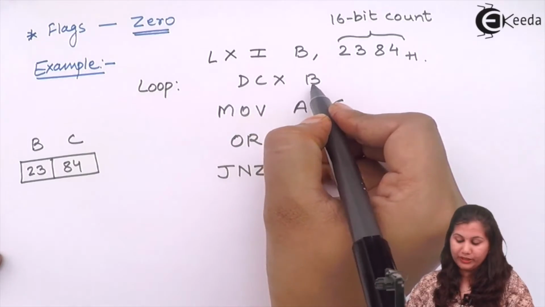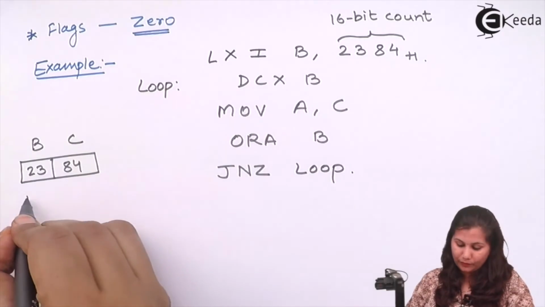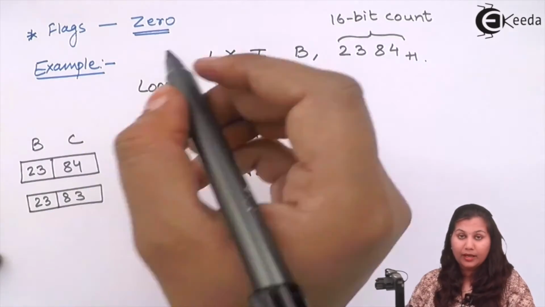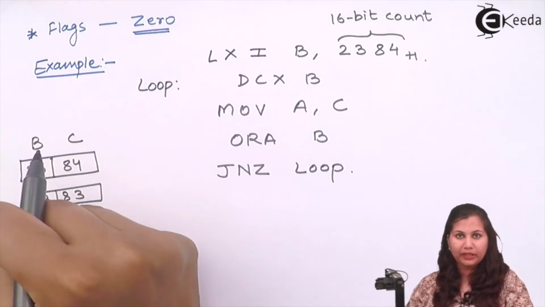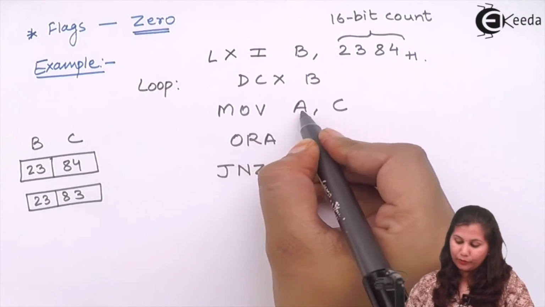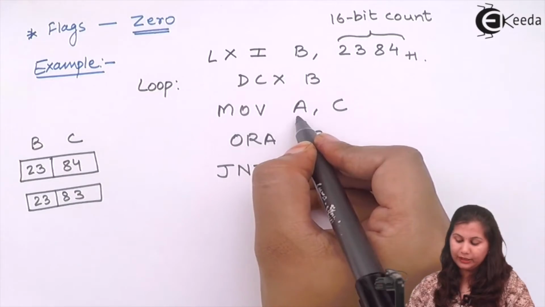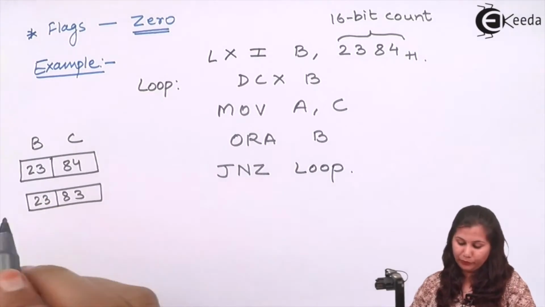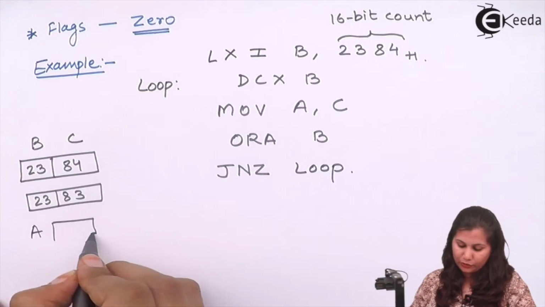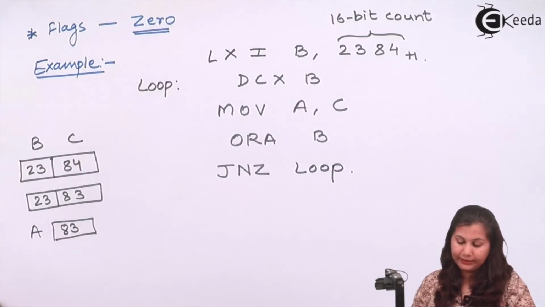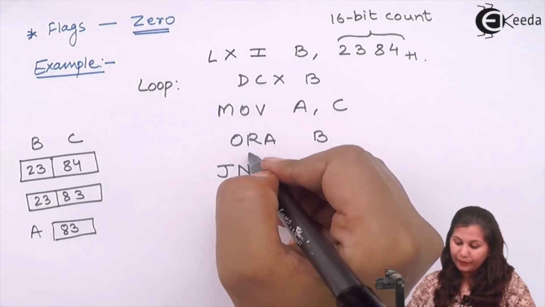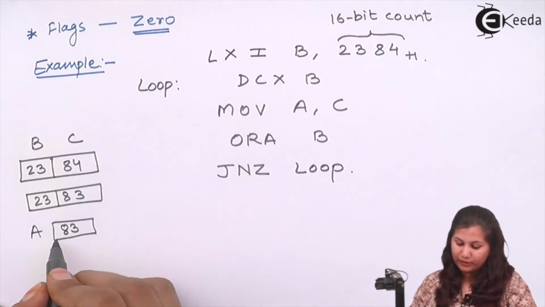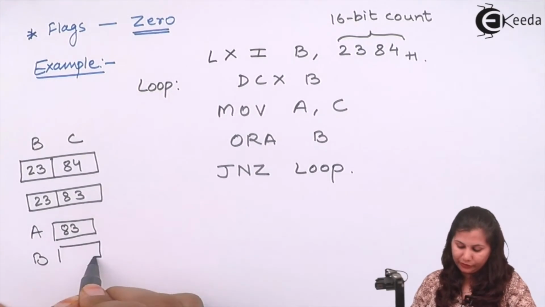So this 2384 will come into the BC register pair. Then we decrement this register pair with DCX B, so it will now become 2383. Then we move C into A, so the content of the C register is moved into the accumulator, which has now become 83. Now we are going to OR the accumulator with the B register. So B is what? 23.